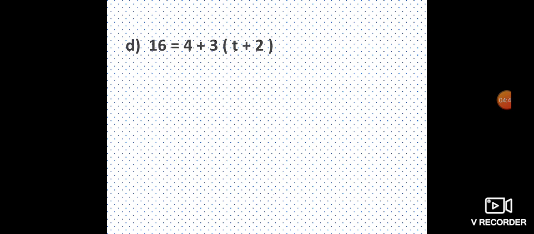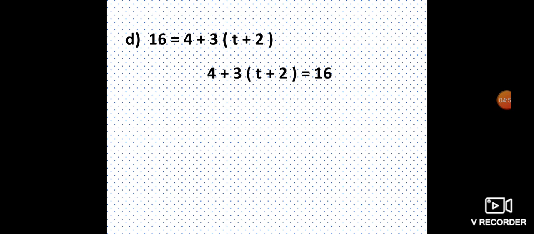Next, move to D question. 16 equal to 4 plus 3 into t plus 2. Here also in the LHS only 16, no variable. So, we change the position. That is 4 plus 3 into t plus 2 equal to 16. 4 plus 3 into t plus 2. 4 is with the variable in the LHS. In this case, addition 4, that is plus 4, becomes minus 4, like this. First we transpose plus 4, then it becomes minus 4. 3 into t plus 2 equal to 12.